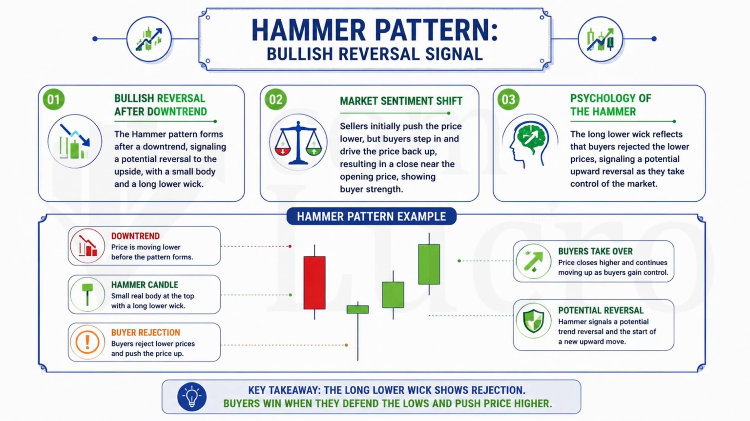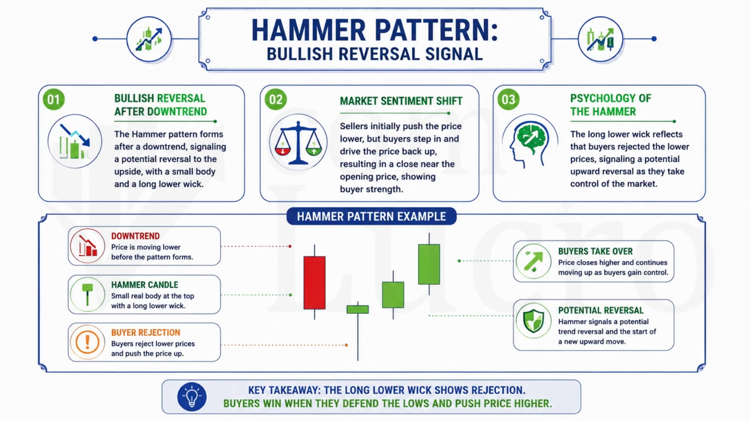Now let's look at the hammer, a well-known bullish reversal signal that typically appears after a downtrend. It has a small body near the top and a long lower wick. That shape shows sellers first drove price down, but buyers later stepped in with strength, pushing it back up to close near the open. So, what's the psychology?